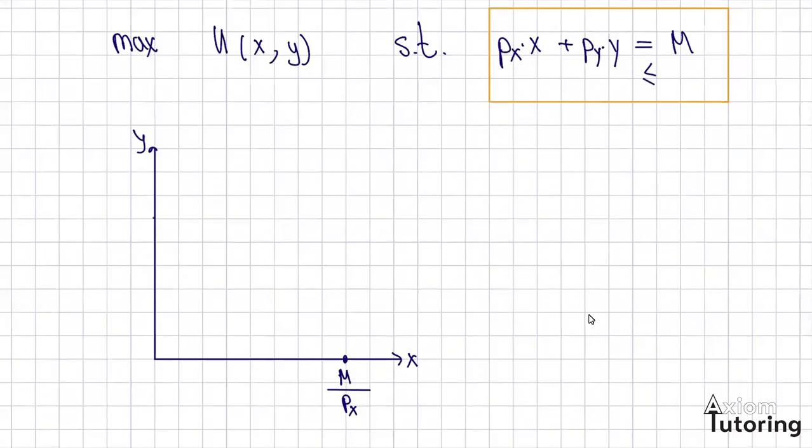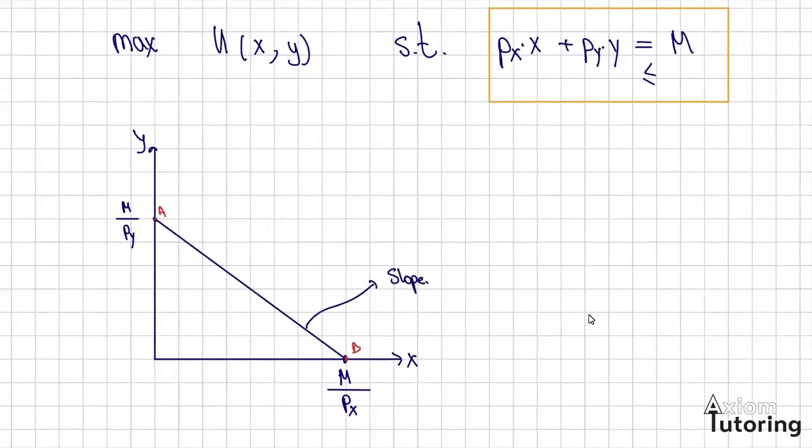I can do the same for Y. What is the most amount of Y that I can purchase? Well, it's the money that I have, m, divided by the price of Y. I connect these two together, and I have a budget constraint. What's the slope of this? Well, think of this as point A. Think of this as point B. Think about moving from point A to B. What's slope? It's rise over run.